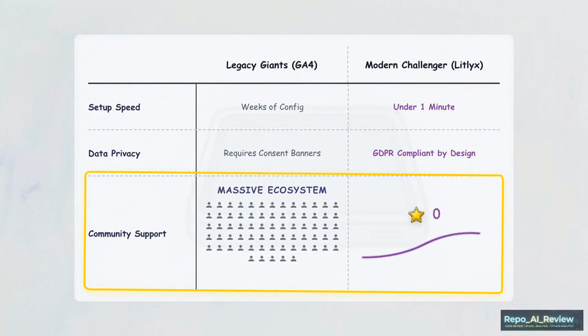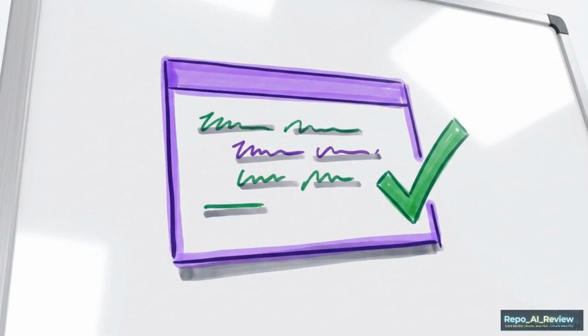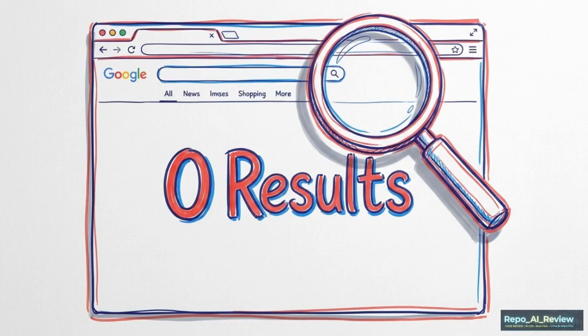Established giants have endless forums. Litlyx is growing fast at roughly 1.7K GitHub stars, but the ecosystem is much younger. The advantage here is that the API is built for the modern web. Setting up a custom event is incredibly developer-friendly and takes minimal code. The trade-off of that younger community is that if you hit a bizarre edge case, you will not find thousands of Stack Overflow threads ready to bail you out.